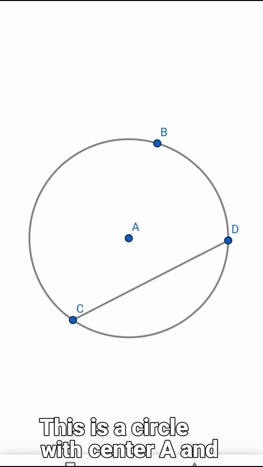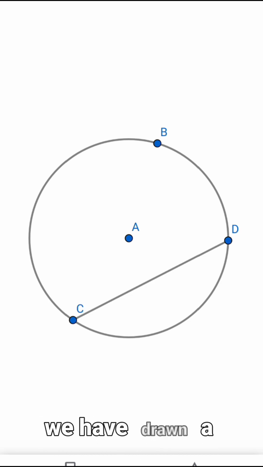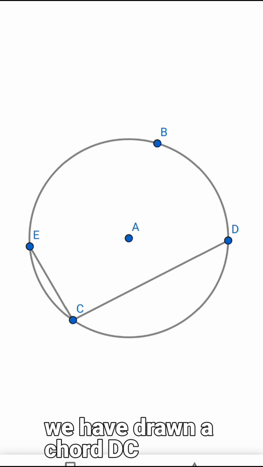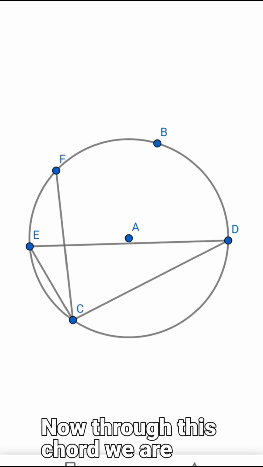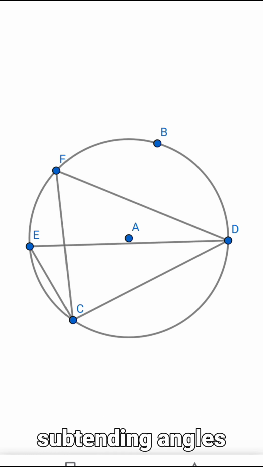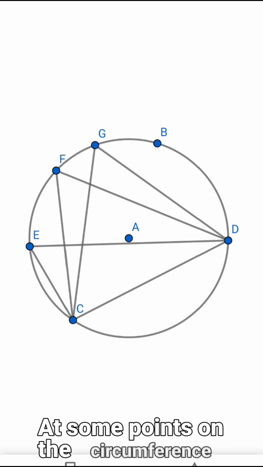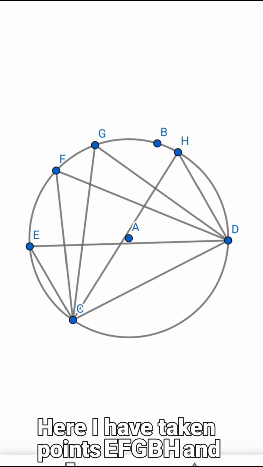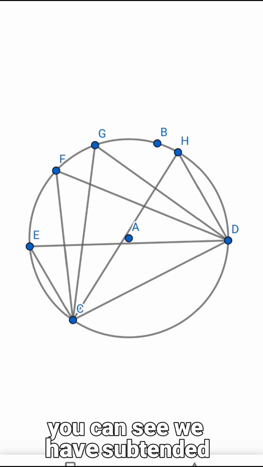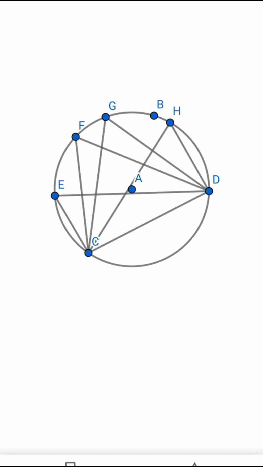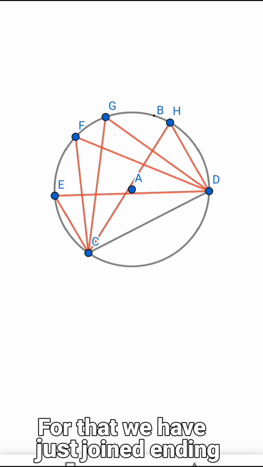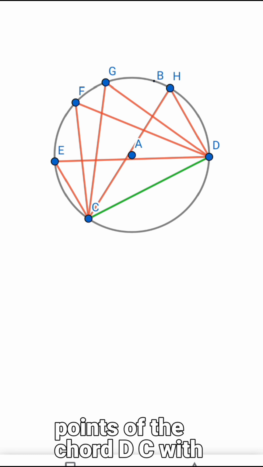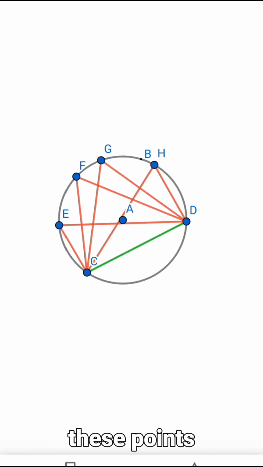This is a circle with center A and we have drawn a chord DC. Now through this chord we are subtending angles at some points on the circumference of the circle. Here I have taken points E, F, G, B, H, and you can see we have subtended angles. For that we have just joined the endpoints of the chord, D and C, with these points.